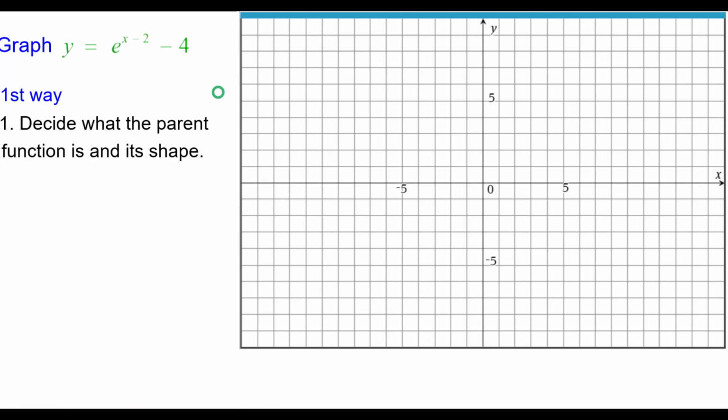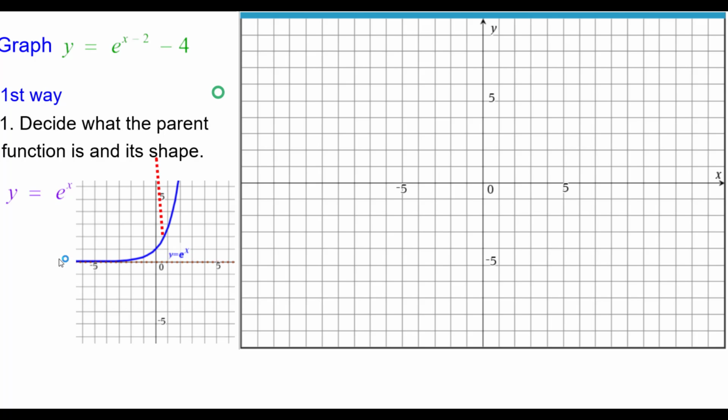First, we need to decide what the parent function is and its shape. Parent function is y equals e to the x, and this is its shape along with its asymptote. I like to refer to this as an easy chair shape.